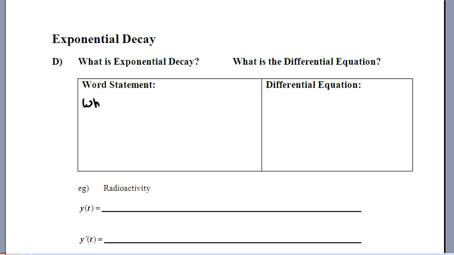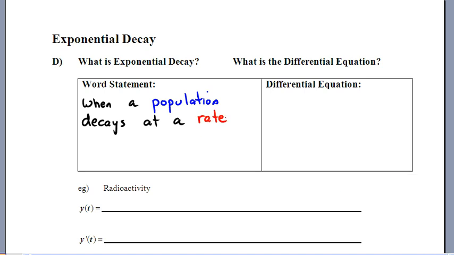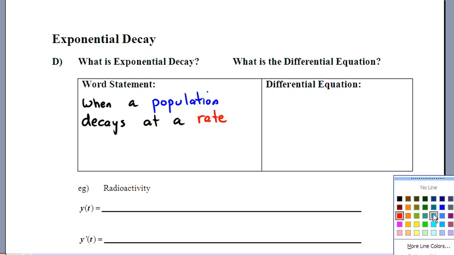Well, this would be when a population, okay, some sort of total for how much we've got, decays. So it's not growing, it's going to go away at a rate that's proportional to its own size.